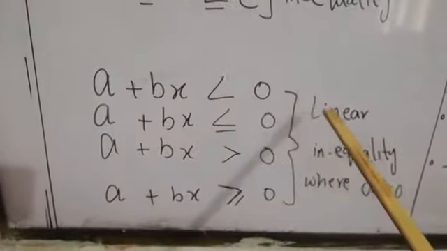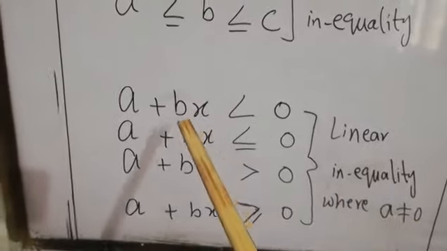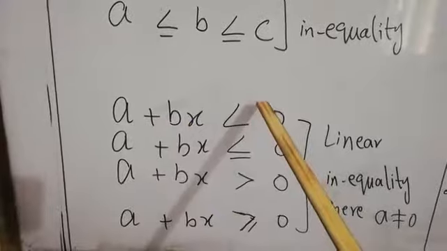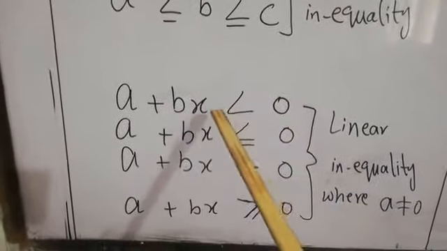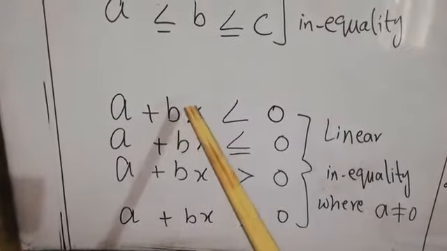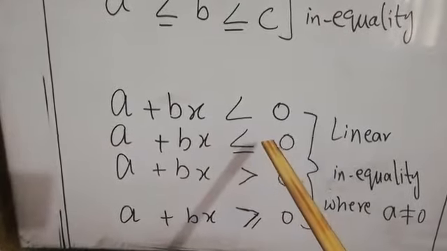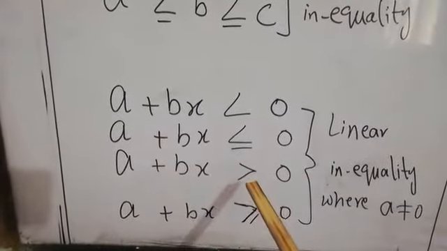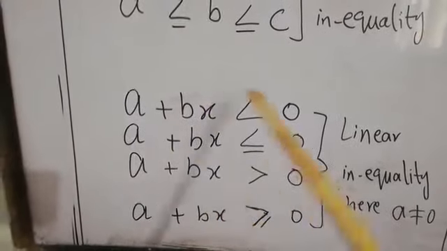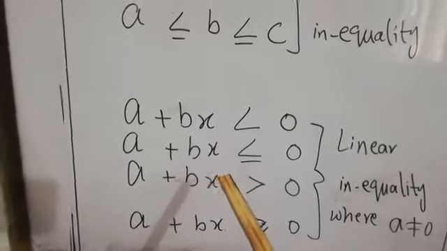Now we will discuss linear inequalities where B is not equal to 0. You know that the linear equation is A plus Bx is equal to 0. But since this is an inequality, we will use these 4 different symbols. A plus Bx is less than 0. A plus Bx is less than or equal to 0. A plus Bx is greater than 0. Or A plus Bx is greater than or equal to 0. There are 4 possibilities in a linear inequality.